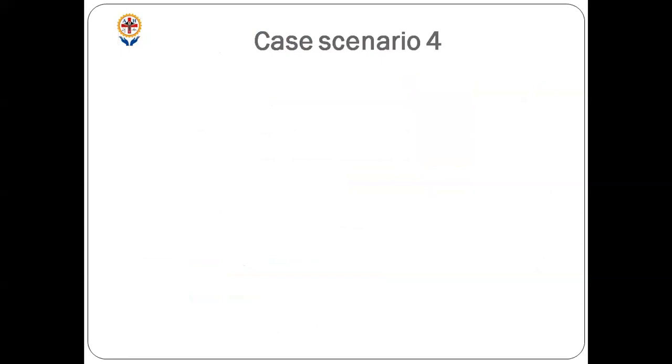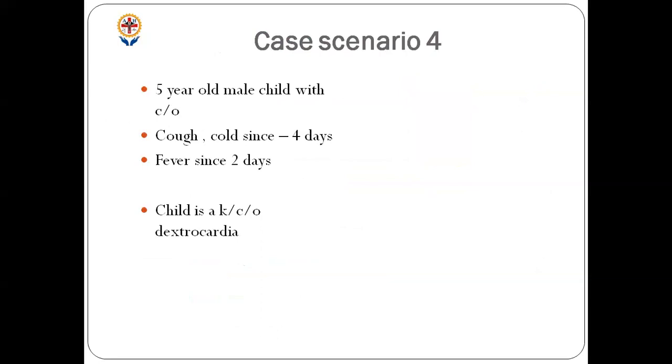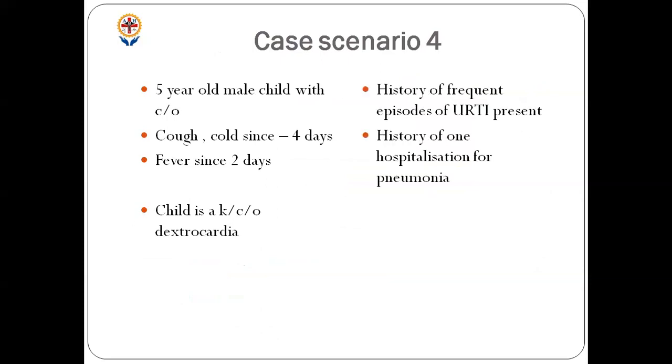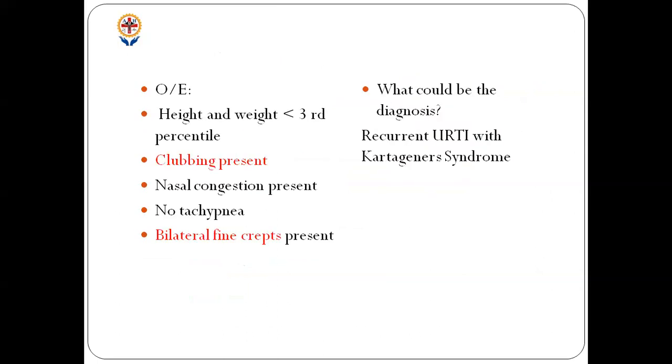Coming to case scenario 4. Here is a 5-year-old male child with complaints of cough, cold since 4 days and fever since 2 days. This child is a known case of dextrocardia. This child has a history of frequent episodes of URTI and a history of hospitalization for pneumonia. On examination, this child has height and weight less than the 3rd percentile, clubbing is present, nasal congestion is present, and this child has fine crepitations. So what could be the diagnosis?